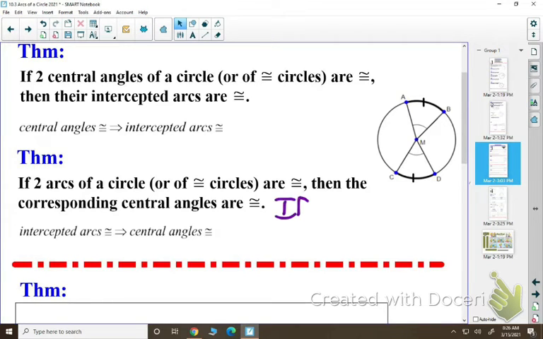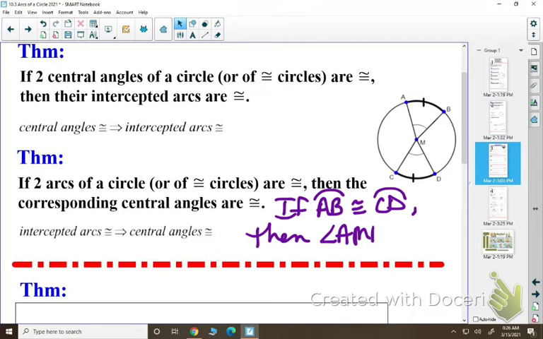So this would say if arc AB is congruent to arc CD, then the central angles are congruent. So then angle AMB would be congruent to angle CMD. So again, if the arcs are congruent, then the central angles are congruent. So it goes hand in hand. So that is the first set.